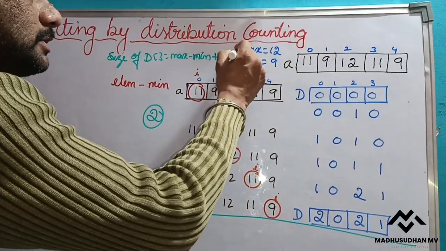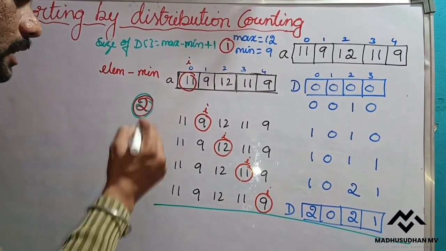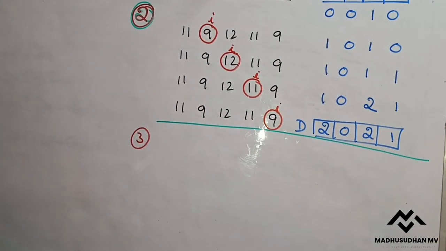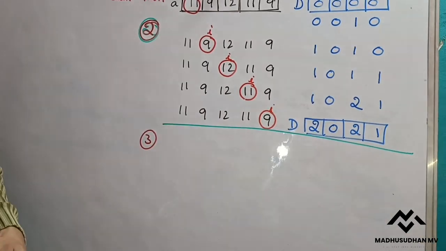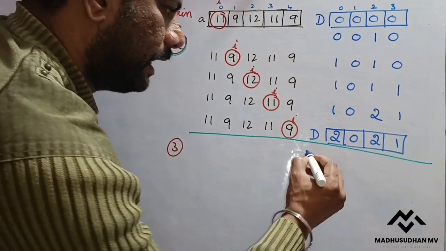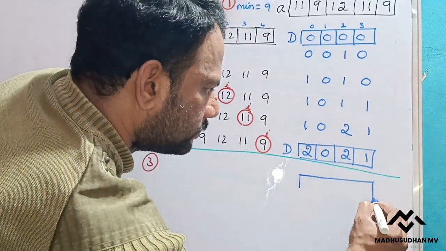Let us see, this is my first step. This is my second step. Now the third step: I need to find the distribution value. So what I will do is rewrite this same one, D.